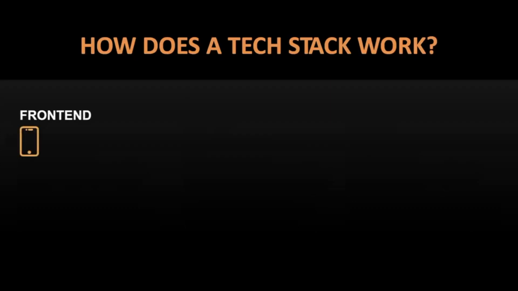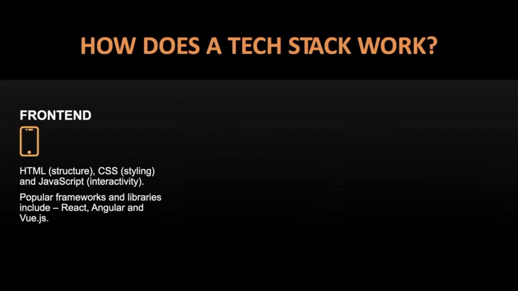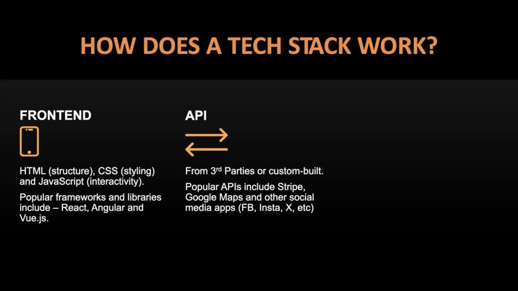So how does it work? When we talk about the front end, specifically languages that are used, HTML is for the structure, CSS is for the styling, and JavaScript to help with interactivity. And popular frameworks or libraries you might see include React, Angular, and Vue.js. APIs are, like we said, the middlemen, and typically they're provided by third parties or can be custom built as well. Popular APIs include Stripe, Google Maps, and social media like Facebook, Instagram, X as well.